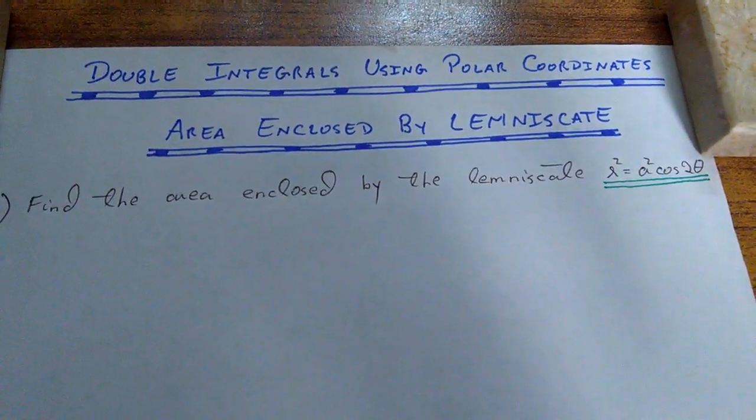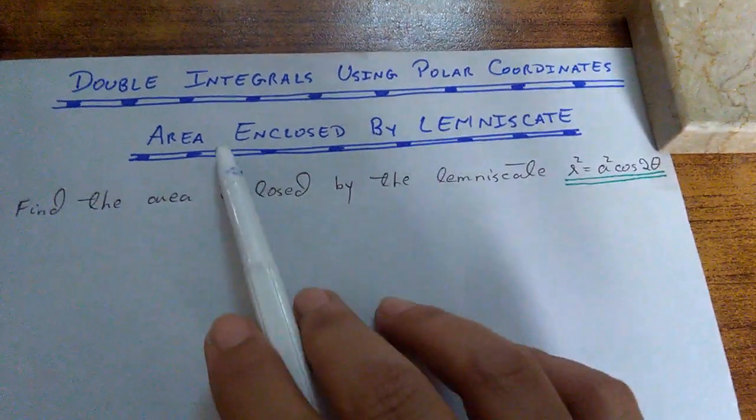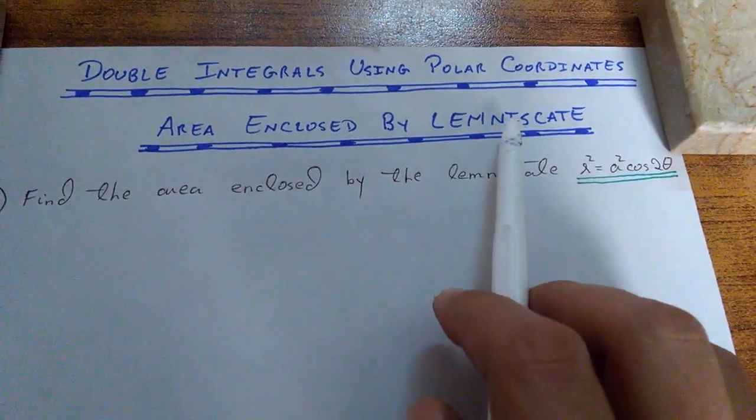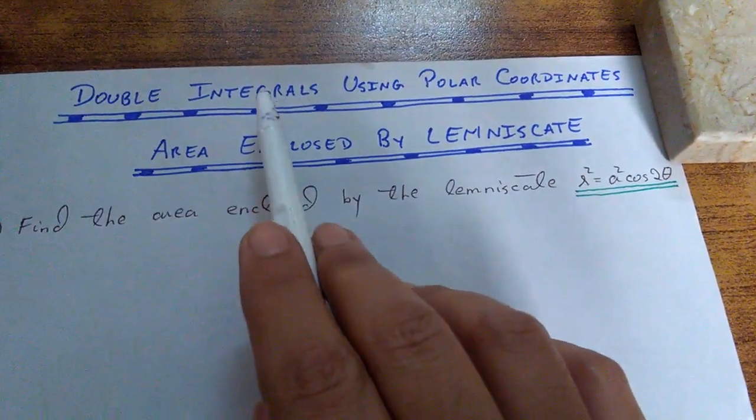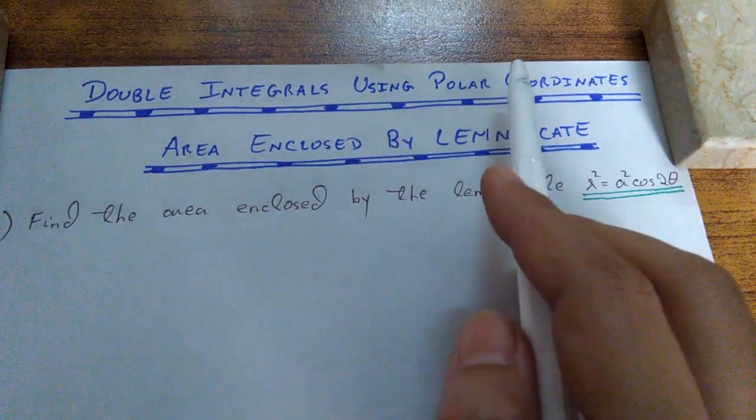We are going to discuss here how to find out the area enclosed by a lemniscate with the help of the double integrals using polar coordinates.